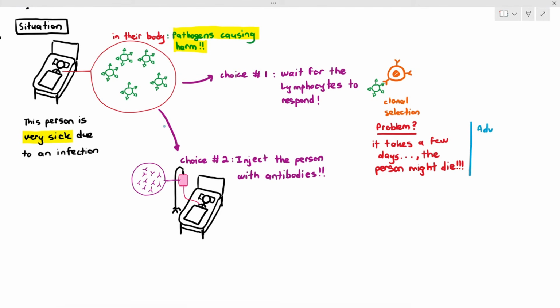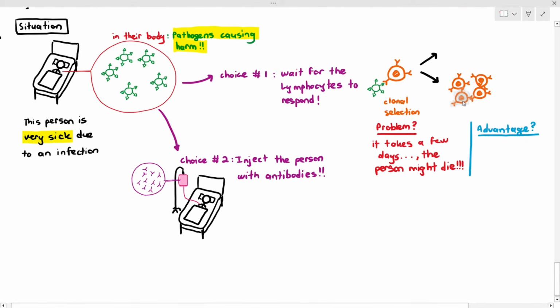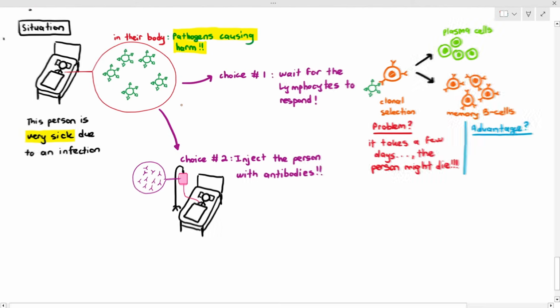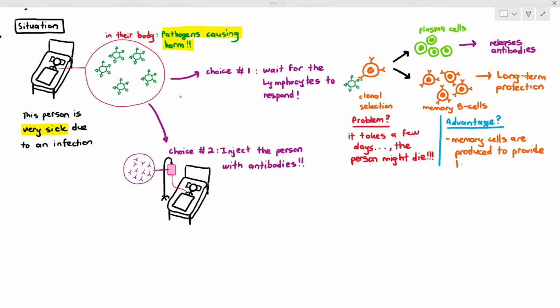If the person is extremely sick and organs are starting to fail, choice number one may not be a good choice. But the advantage of choice number one is, if the body does undergo the immune response, clonal selection will be succeeded by clonal expansion, and it will produce plasma cells and memory cells. And because of plasma cells, the person will release their own antibodies, and because of memory cells, it will provide long-term protection. So the memory cells produced provide long-term protection in the future. And choice number one is referred to as natural active immunity.